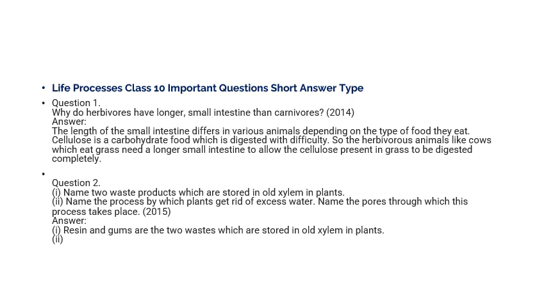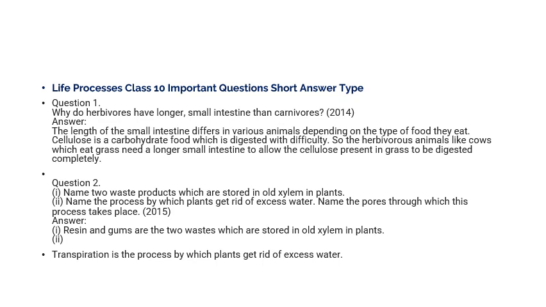That is, name two waste products which are stored in old xylem in plants. The second question, name the process by which plants get rid of excess water. Name the pores through which this process takes place. So the answer for this is resin and gums are the two waste products which are stored in old xylem. Okay, what are the waste products stored in old xylem? That is resins as well as gums. Got it?